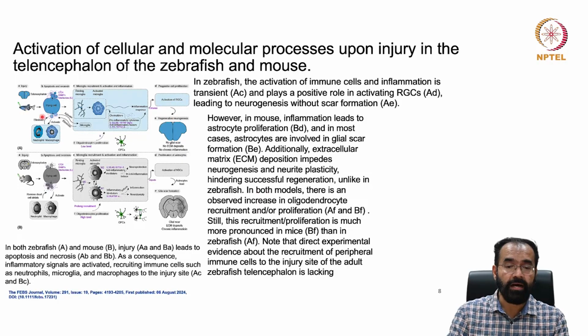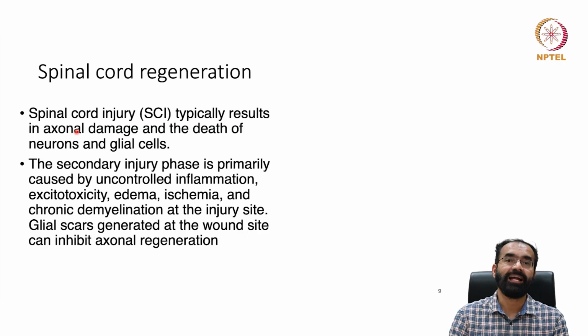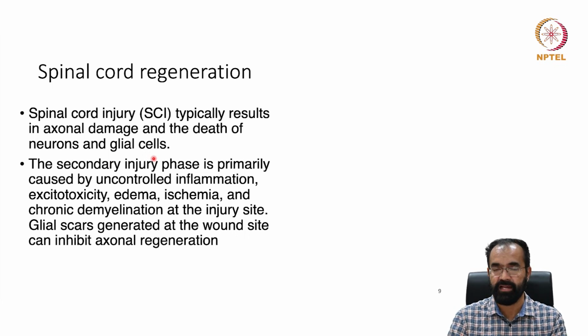So those who are interested can read this paper, and the details are well described in the image. And if you look at the other part, this topic is also about spinal cord regeneration. Spinal cord injury is one of the most prevalent examples of roadside accidents. People get spinal cord injury in road accidents and they get paralyzed below their waist. It typically results in axonal damage and death of the neurons and glial cells, which results in paralysis in humans and any other animal. Spinal cord is a very important part of the central nervous system.